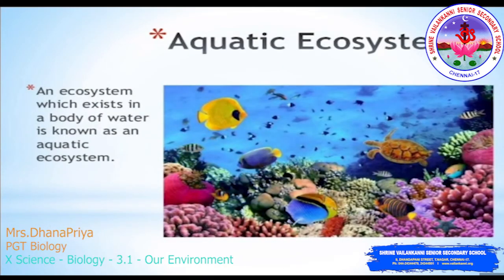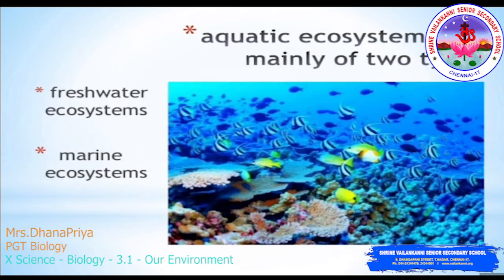Next we discuss the other type of ecosystem, the aquatic ecosystem. An aquatic ecosystem is an ecosystem in a body of water. Communities of organisms that are dependent on each other and on their environment live in aquatic ecosystems. So the two main types of aquatic ecosystem are marine ecosystem and freshwater ecosystem.